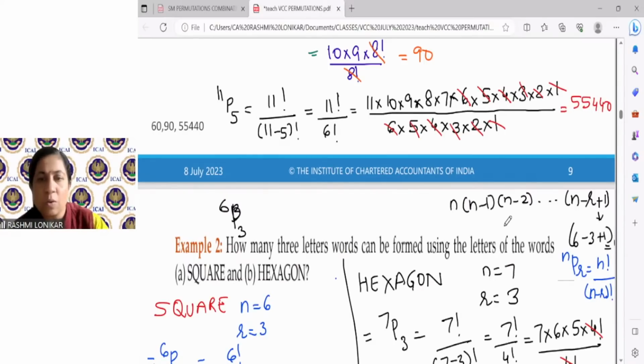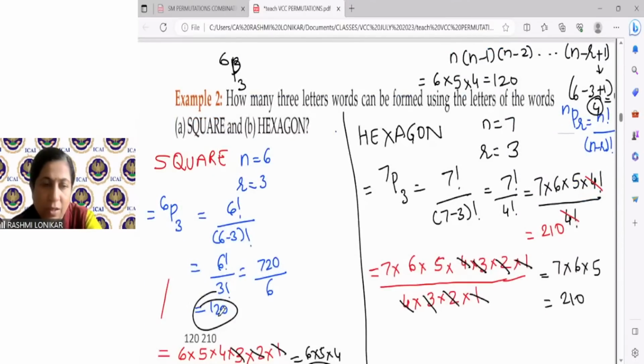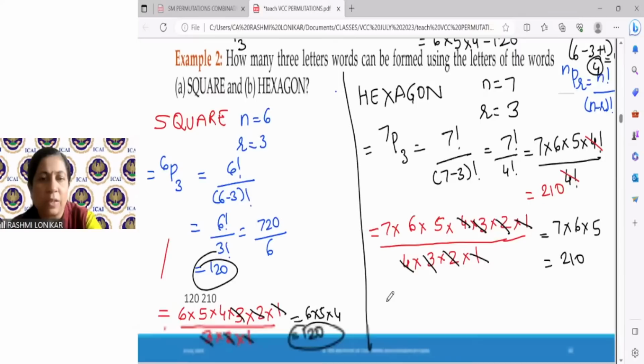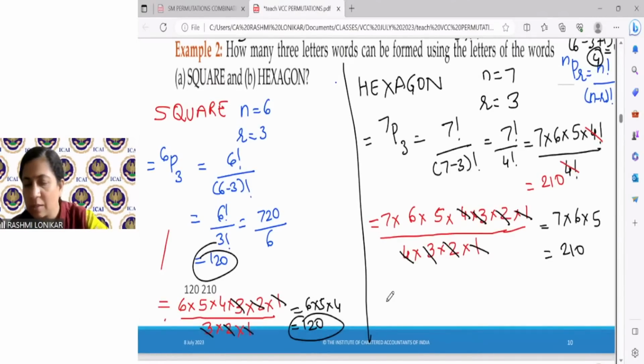So what does it mean? I have to go from n is 6, from 6 to 4. So this is equal to 6, 6 minus 1 is 5, and 6 minus 2 is 4. So what is the last number I should have? It is up to 4. 6 into 5 into 4. 6 5s are 30. 30 into 4 is 120. Clear? We got the answer as 120. So you can use any formula. You will get the same answer.